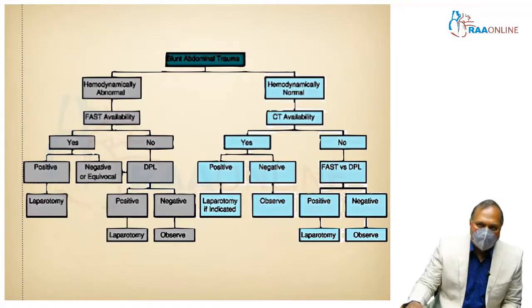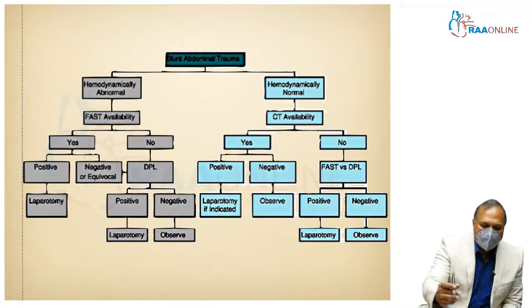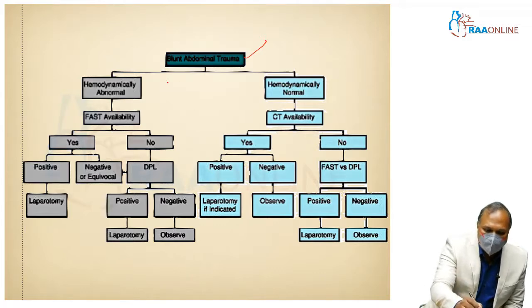So what do you do in a blunt abdominal trauma? This is a very, very important algorithm which everybody needs to know. In blunt abdominal trauma, what decides how to proceed is the hemodynamic nature of the patient. When somebody comes in with an abdominal trauma, you give a fluid challenge. That's the most important thing.